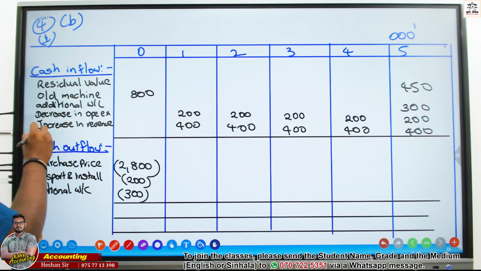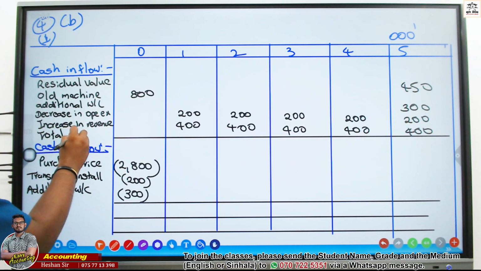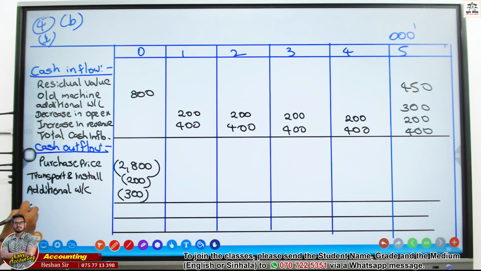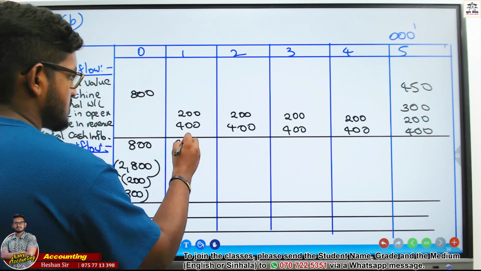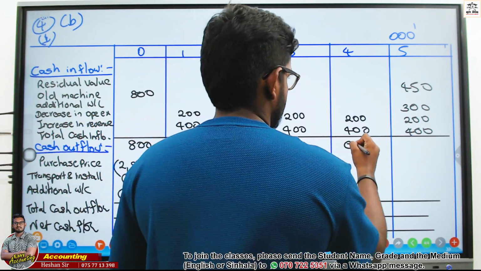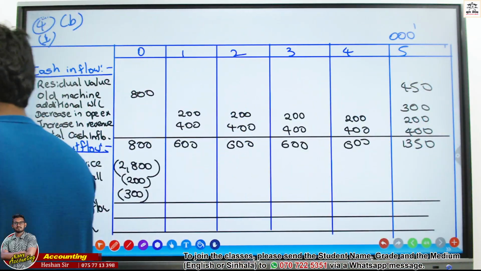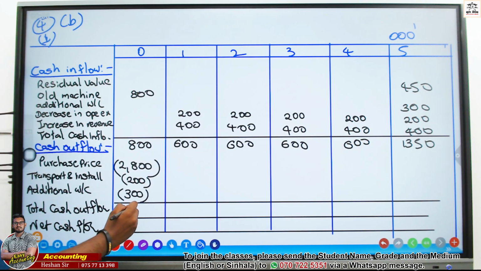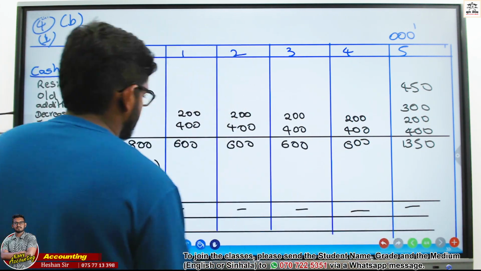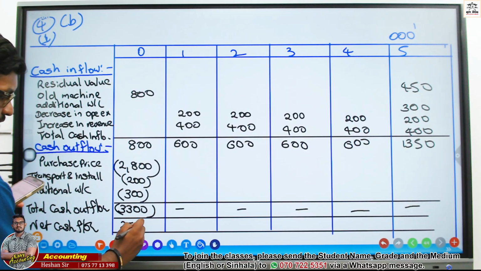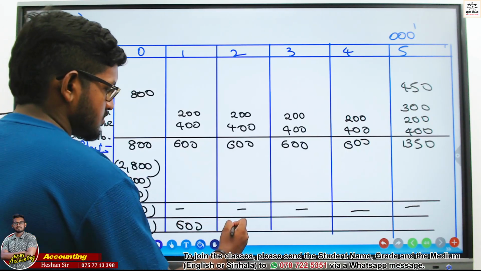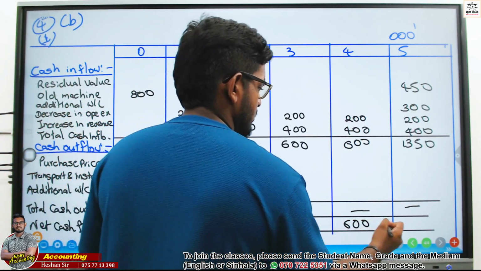You can take total cash inflow, total cash outflow, net cash flow. Here 800, 600, 600, 600, 600, that is how much? 1350. Total outflow you can see 3300. Nothing in here. So you can see the net 2500, 600, 600, 600, 600, 1300.